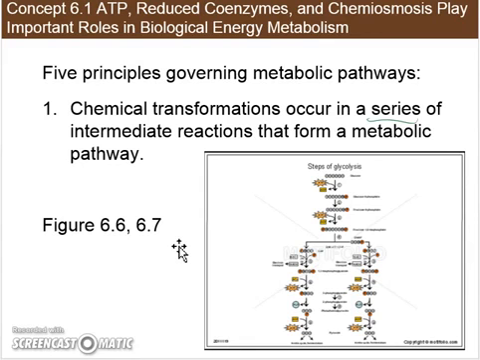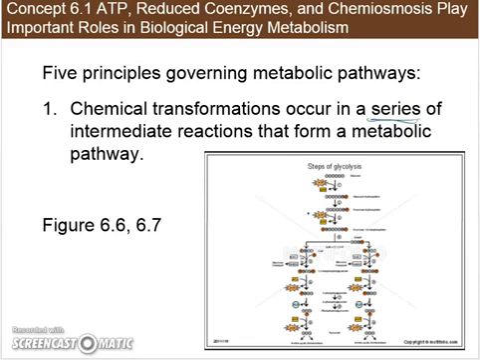Like I said, there are 5 principles governing metabolic pathways. Alright, and the first is that these chemical transformations occur in a series of intermediate reactions that form that pathway. So again, a metabolic pathway is a chain of events that you can kind of see happening here, and there's a series of them.